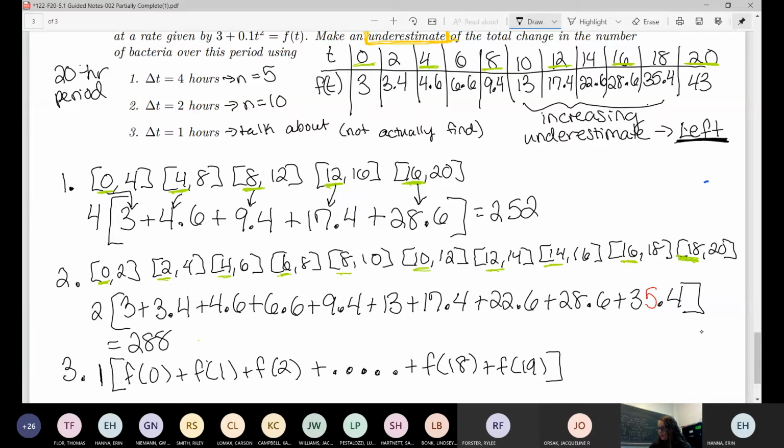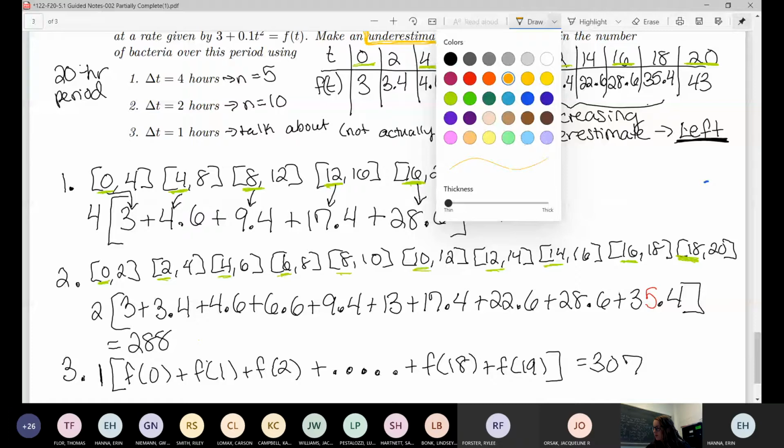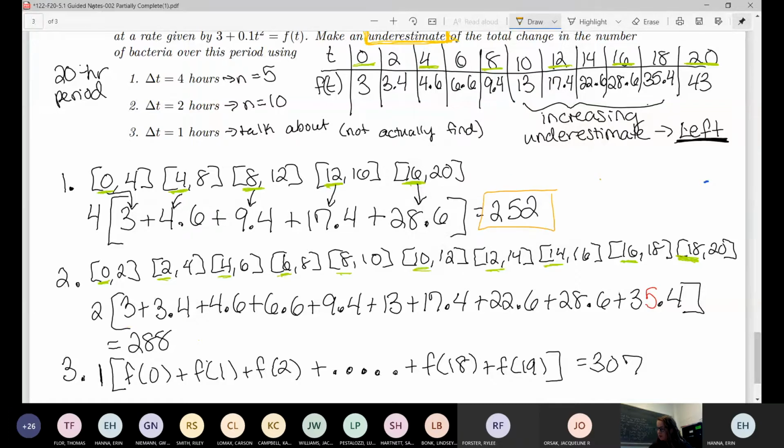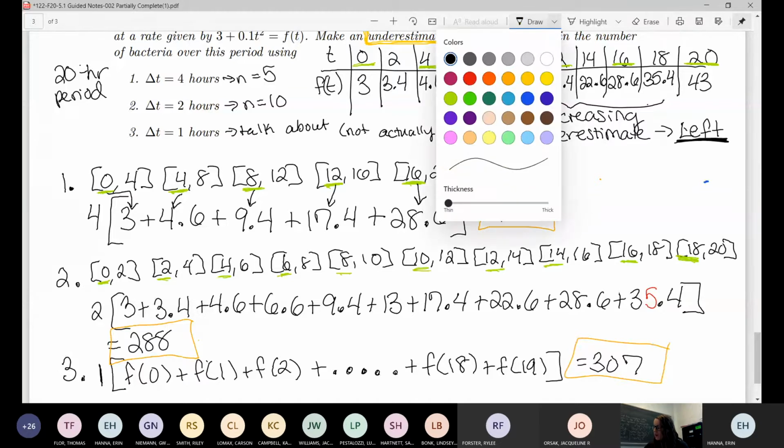If you're curious, this is 307. So notice that these values don't match. I know we found one of them the other day, but we found 252 the other day, and we found 288 right now, and I just told us that this last one was 307. So that kind of makes sense that those values are increasing because this is an underestimate. So the better the estimate gets, the larger it should actually be, because we should be underestimating it less, if you will.